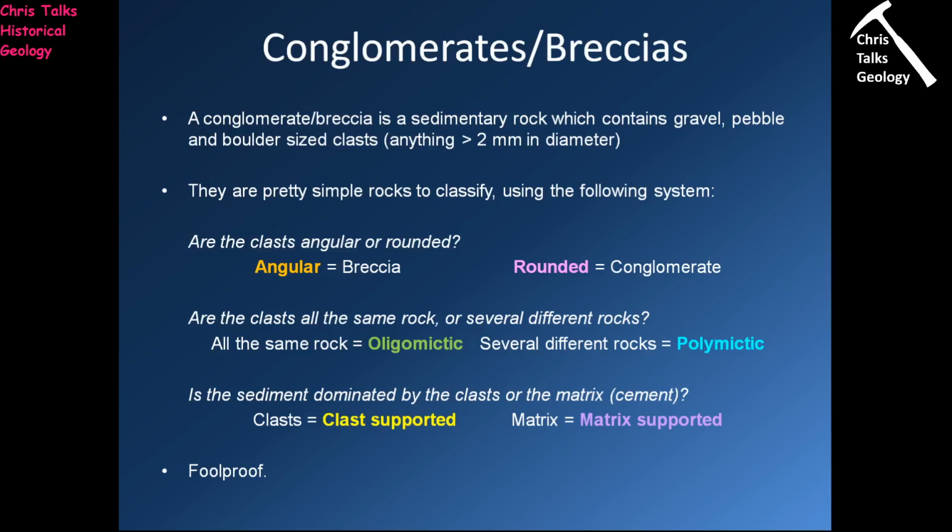Now in terms of working out whether it's a breccia or conglomerate, it's all quite straightforward. It's all down to how angular the clasts are. If they're angular, so they have lots of sharp corners, it's a breccia. If they're rounded, so they don't have sharp corners, it's a conglomerate.